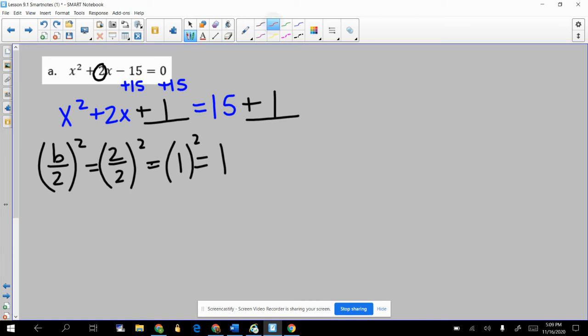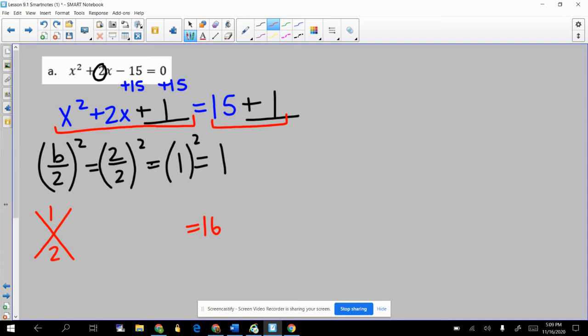Okay. On this left side, we have a perfect square trinomial that we are going to factor. And on the right side, we are just going to simplify those terms. So 15 plus 1 is 16. So let's go ahead and factor x squared plus 2x plus 1. It's a perfect square trinomial with no lead coefficient, so we would put a 1 in the top and a 2 in the bottom.